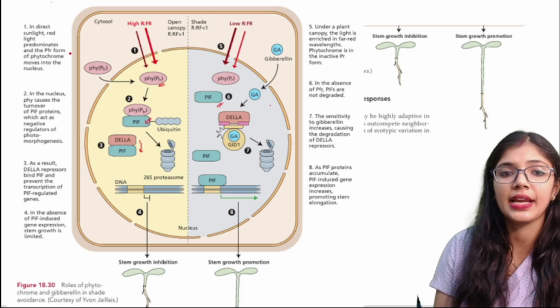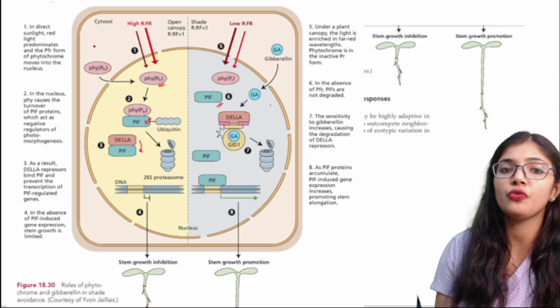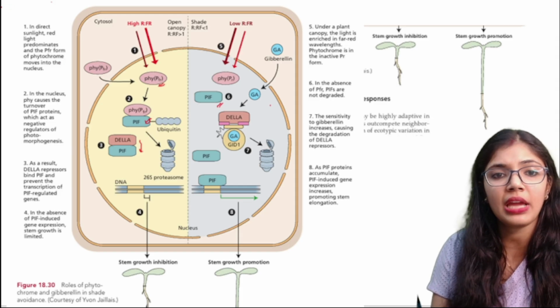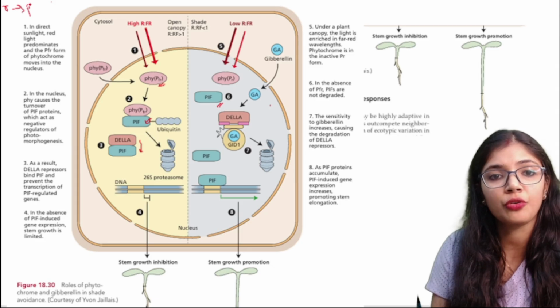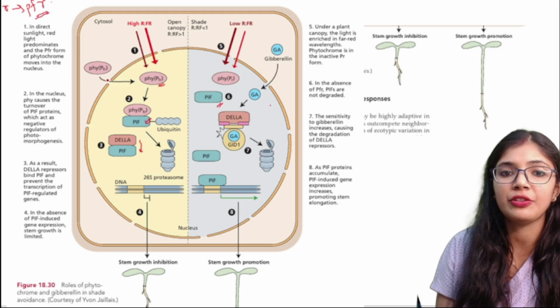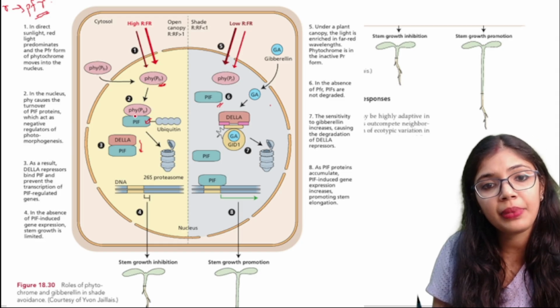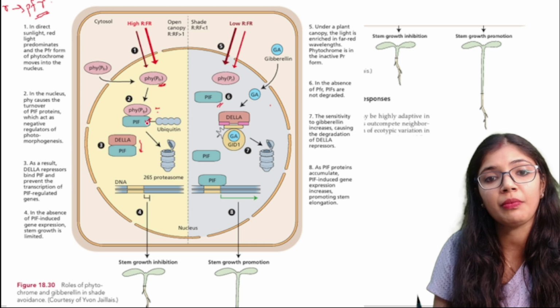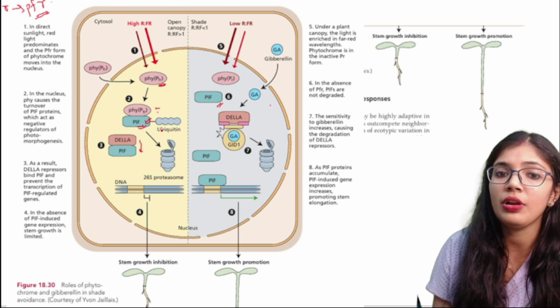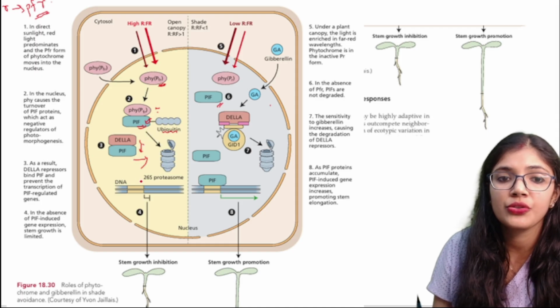Now let us understand how the phytochrome and the gibberellic acid regulate the growth of this plant. So what happens in presence of light, the PR form is converted into PFR form of the phytochrome, and in this PFR form the phytochrome is transferred inside the nucleus, and this PHY in the PFR form binds with the PIF, and now it is ubiquitinated, and now it is being degraded. So now there is no transcription of these PIF regulated genes.